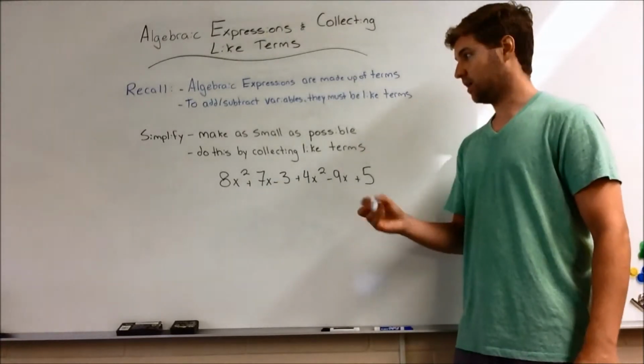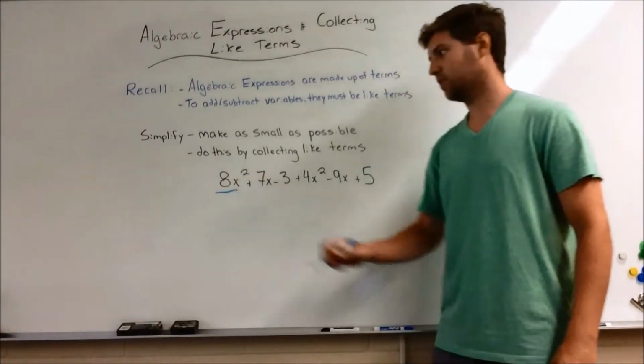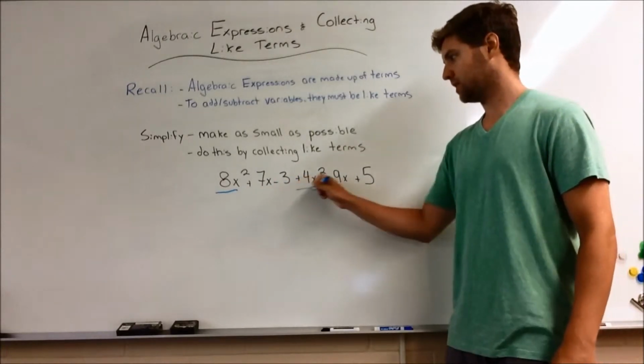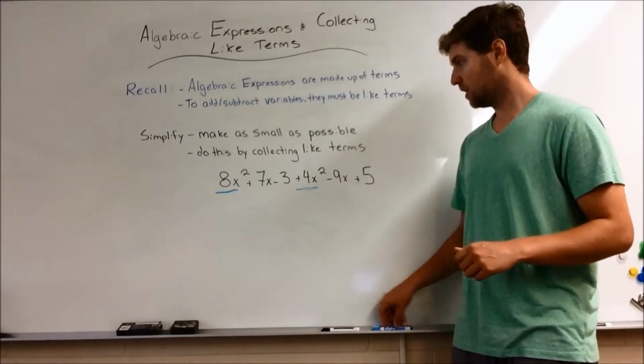I'm going to do that by underlining. So let's start with our x squared terms. I'm going to do that with a single underline. Do we see any more? Right here is a like term. So we have 8x squared and 4x squared, and those are like terms.